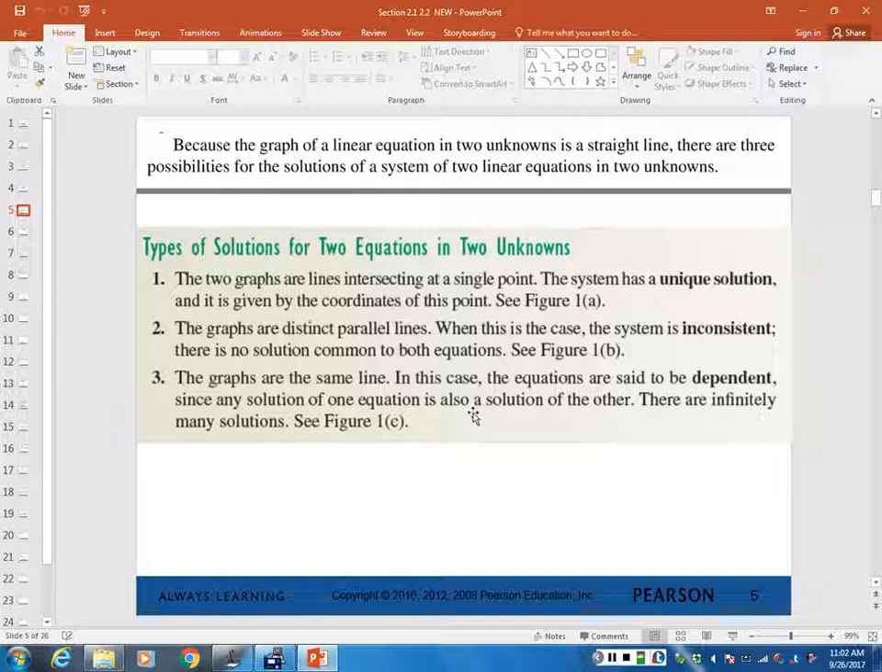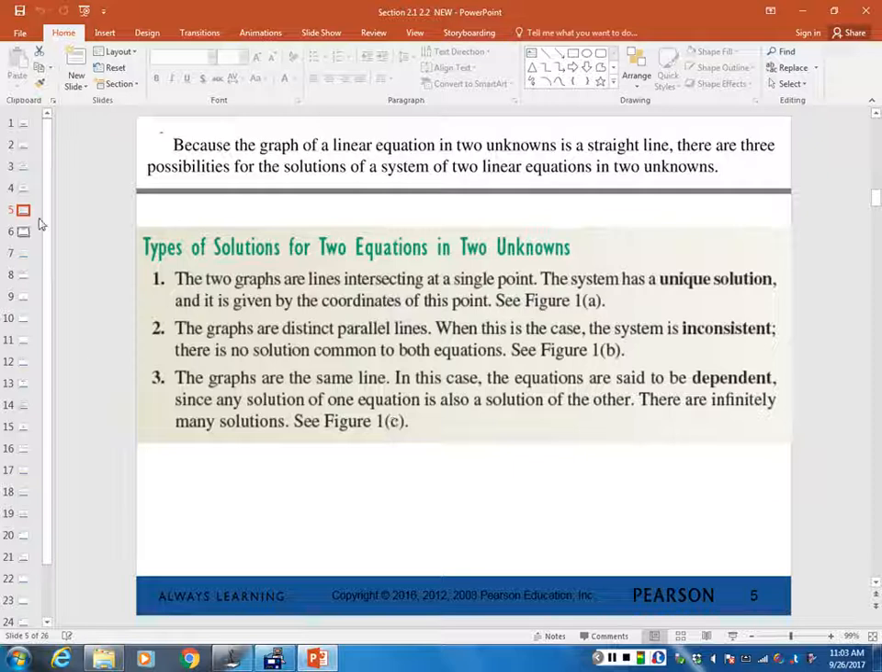And then the third thing that can happen is that one of your lines lays right on top of the other line, and every place that the first line is, the second one's there too. They share all their solutions, all their points. And that's called a dependent system, and it also means that there are solutions, but there are infinitely many solutions. Any point on either line is a solution to both lines.